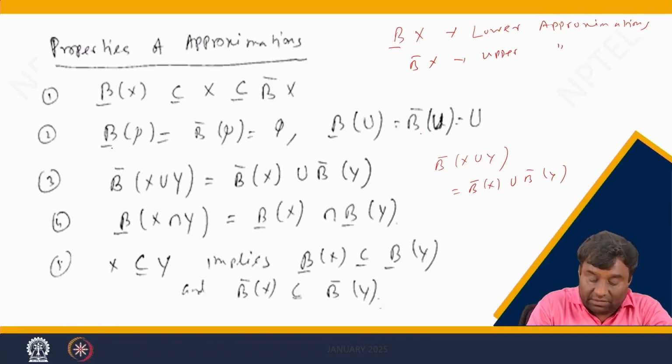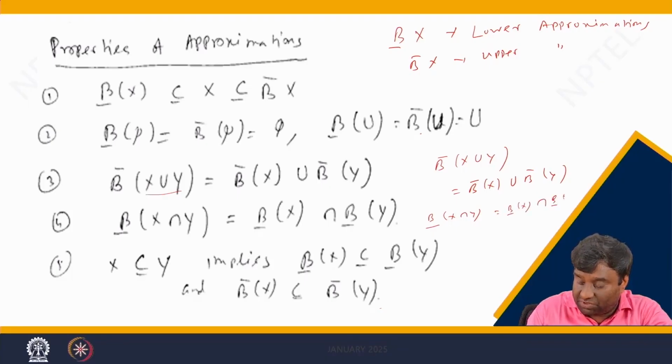If the target set is null, then the lower approximation is also null, the upper approximation is also null, and it's a null set. If the target set is U, then the lower approximation and upper approximation both are U. So here is the union of X and Y sets, so that is the union of the upper approximations. Similarly for the intersection, the lower approximation of the intersection XY is the lower approximation of X intersection lower approximation of Y.